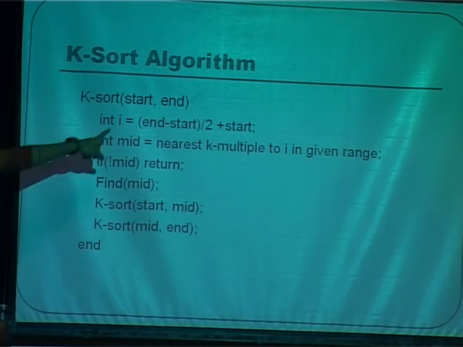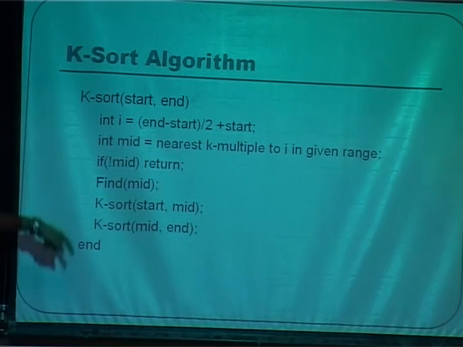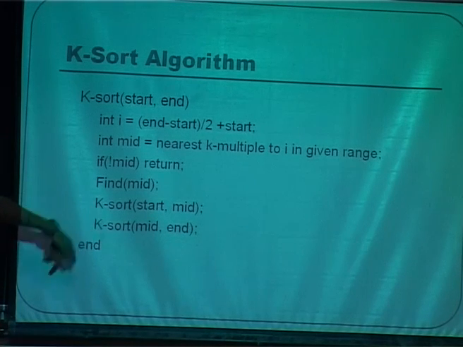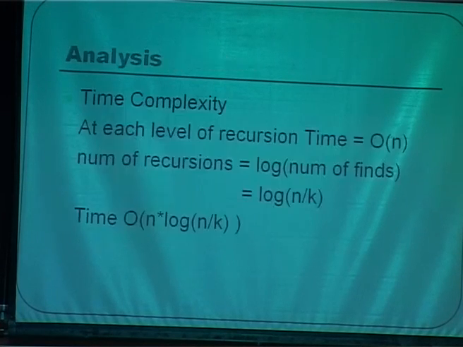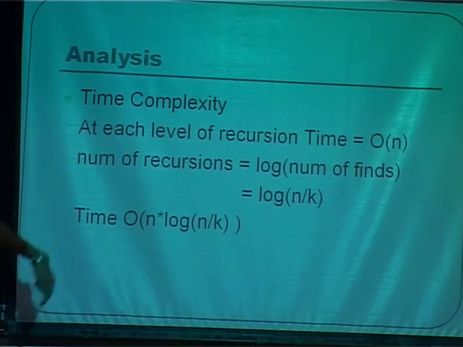No, from near the middle element we find the kth multiple. We take mid equal to the nearest kth multiple near the middle element, and if there is no mid, that means the range is less than k, we leave that particular array as it is; otherwise we call this again. So the time complexity for this will be reduced, and it will now become n into log n by k, because the number of recursions here becomes log n by k.